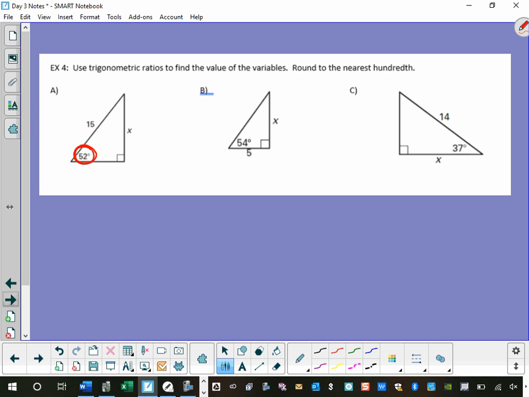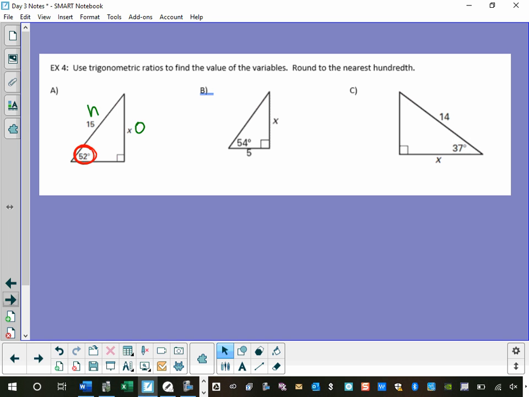All right, they gave me 2 things that I can label. Out of opposite, hypotenuse, and adjacent, which one is 15? It's the hypotenuse. It's across from the right angle. What would x be? Adjacent or opposite? Opposite. Is that side touching this angle? No, it's opposite.